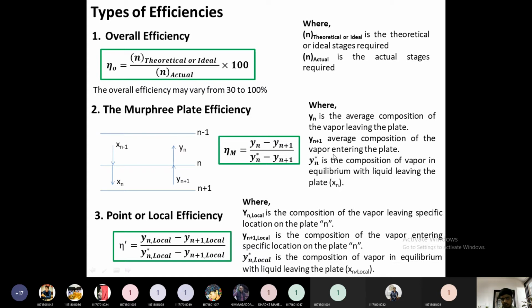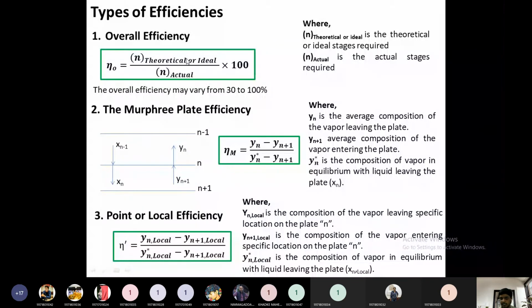One is overall efficiency. Overall efficiency is based on the actual plates and ideal plates. It is given as the ratio of the number of plates required under theoretical, ideal or equilibrium conditions divided by the number of actual plates, times 100. That is called overall efficiency. Usually the overall efficiency will be less than 60%. When it reaches 100%, it is called the true or ideal efficiency. No plate will have 100% efficiency in actual conditions.